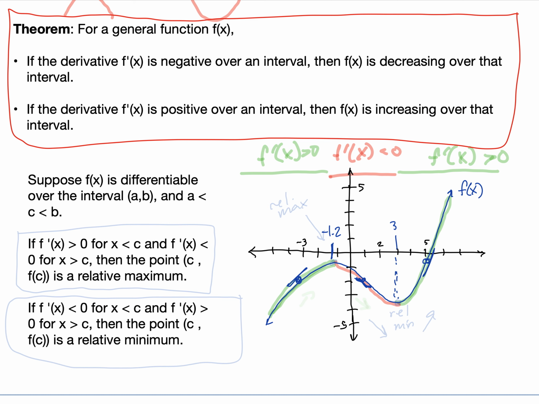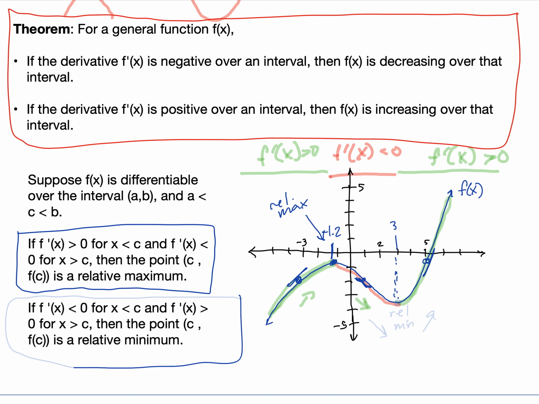Well, if the function is increasing and then decreasing, then what is going to happen at the top of that hill after it's been increasing and then it starts to decrease? Well, that is a relative max. So that's a relative max. And so if f prime of x is greater than 0 for x less than c, and f prime of x is less than 0 for x greater than c, like we see in this particular case, then c, f of c, that point is a relative maximum.